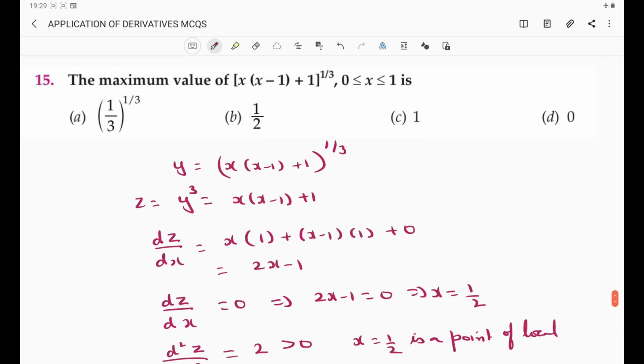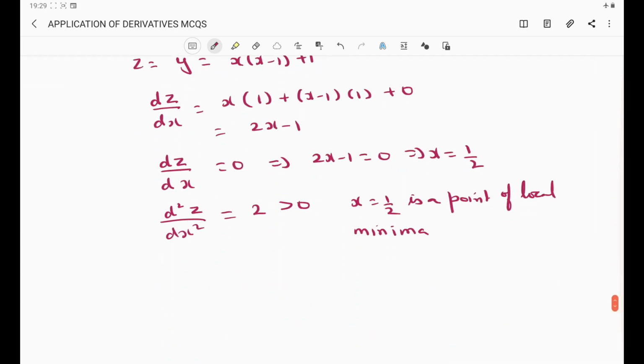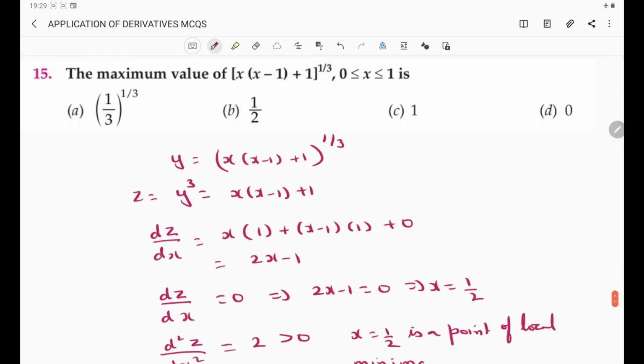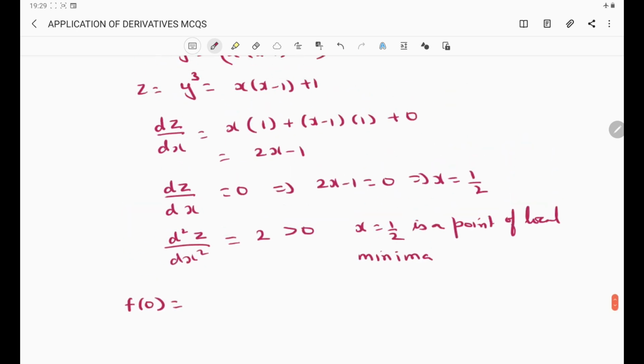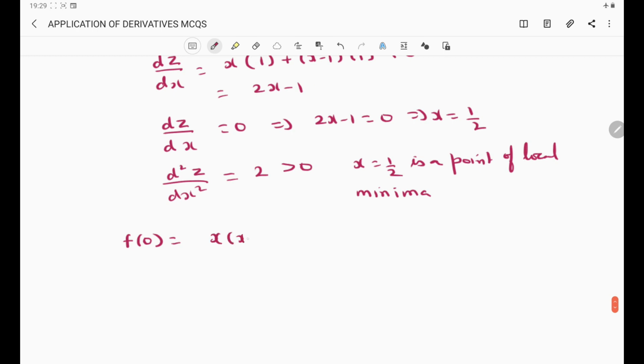But here the question asks to find the maximum value. So if you want to find the maximum value, obviously this is not a point which gives you the max value. So the only option left is the extreme points. Here we are given x is a value between 0 and 1. So we check this function at 0 and 1. So let's find what is f of 0. Let's call this f of x.